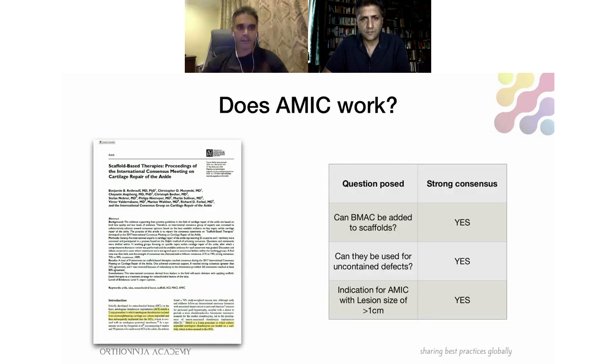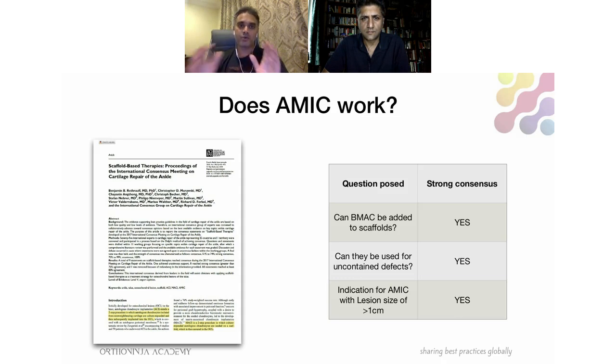So Amer is going to push to you another consensus statement. The previous one was on microfracture. This one is on scaffold-based therapies, AMIC. The group was asked a whole set of questions on does AMIC work? Some of the questions posed were, can bone marrow aspirate concentrate be added to scaffolds? The answer, strong consensus, was yes. Can they be used in uncontained defects?